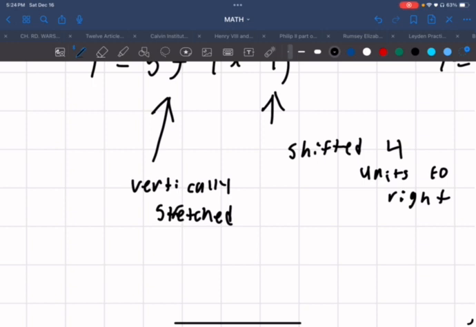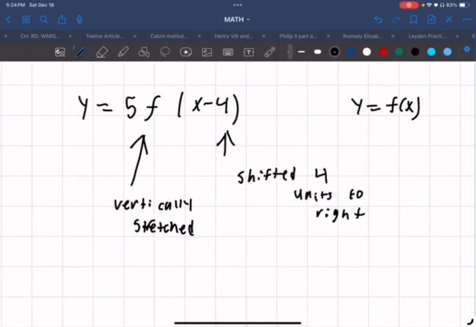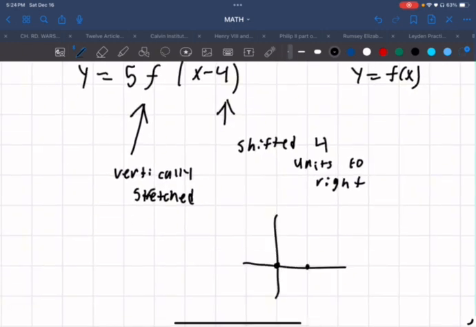It would be a stretch, right? Because all the y values would be multiplied by 5. So if the graph was like this, it would be like this. So that's a stretch. And I'm right. Okay.